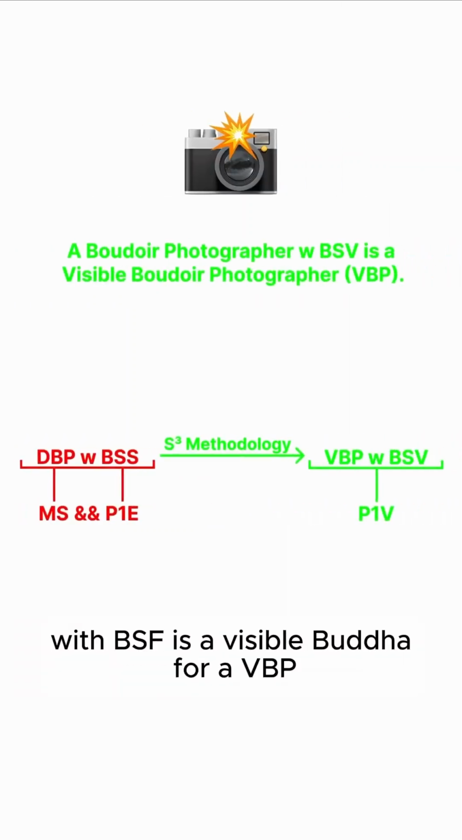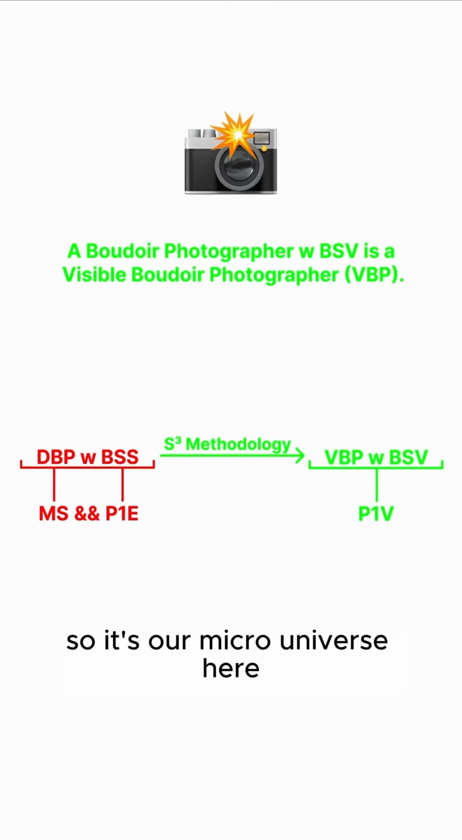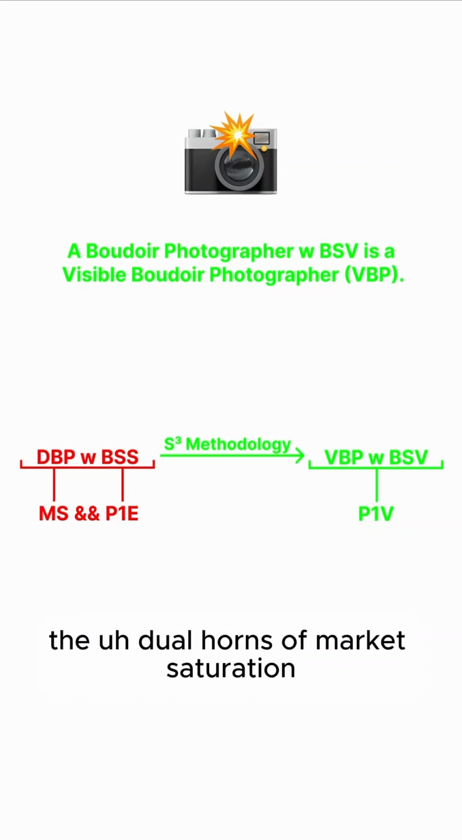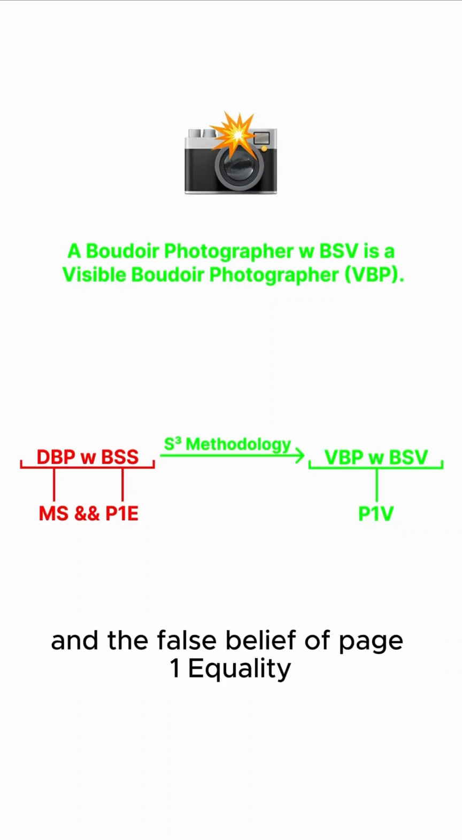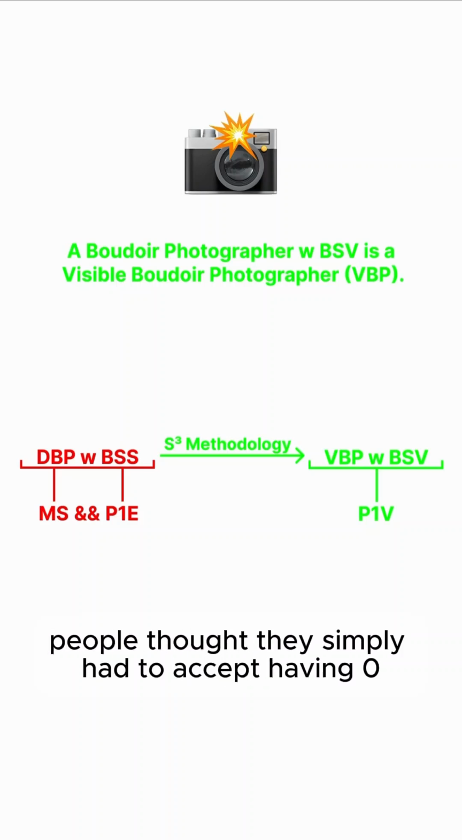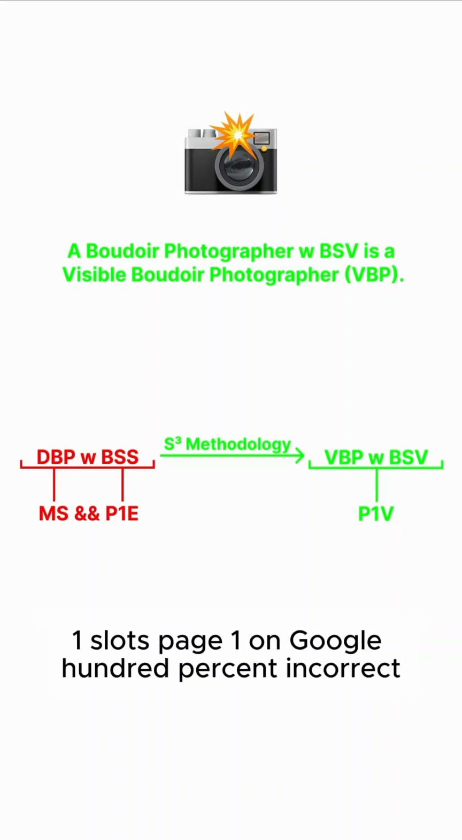And a boudoir photographer with BSV is a visible boudoir photographer, a VBP. This is our micro universe here. A disappearing boudoir photographer with boudoir search sameness is caused by the dual horns of market saturation and the false belief of page one equality. People thought they simply had to accept having 0 or 1 slots on page one of Google. 100% incorrect. We now know that.